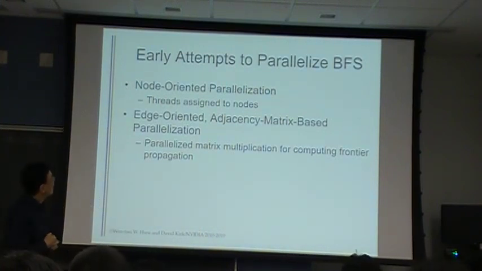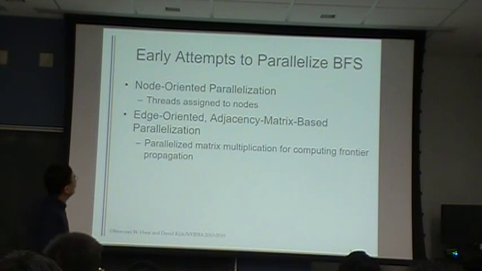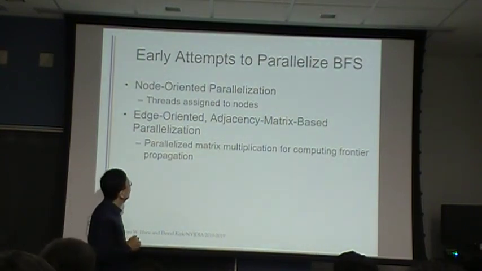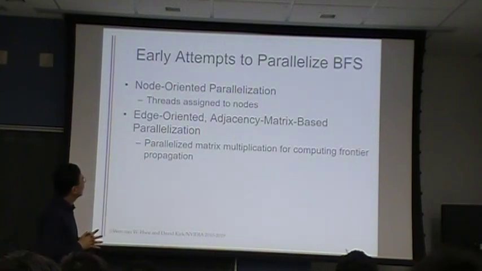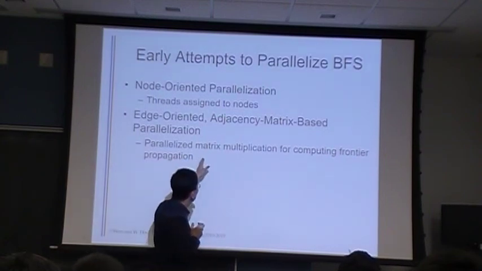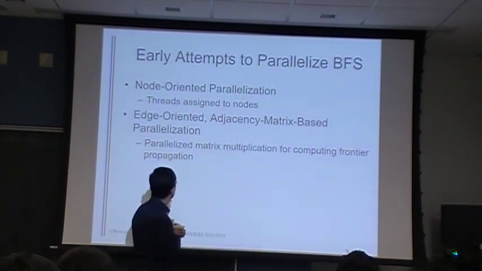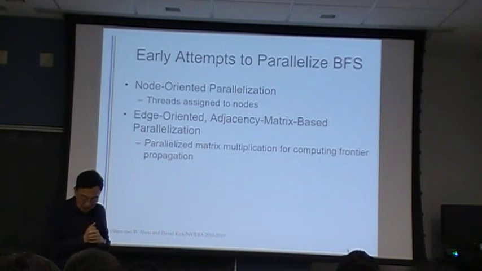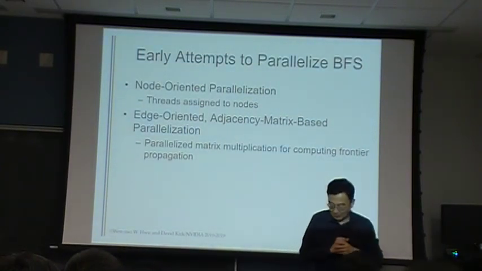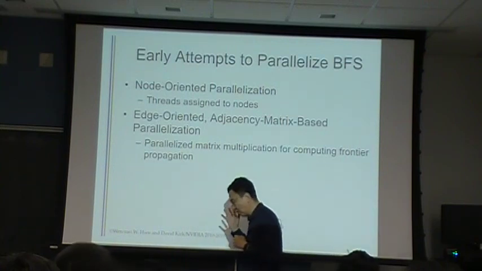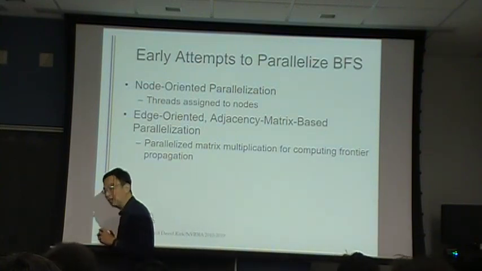Now, we can do the node-oriented parallelization, where the threads are assigned to nodes, or we can do the edge-oriented adjacency matrix or connectivity matrix-based approach, where we parallelize the matrix multiplication for computing frontier propagation. This should remind you of something in ECE 408.